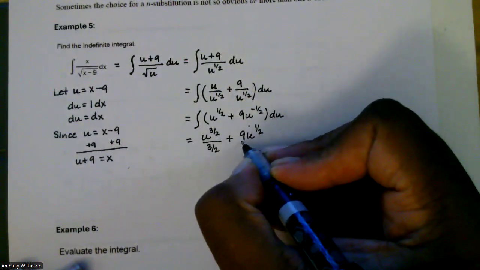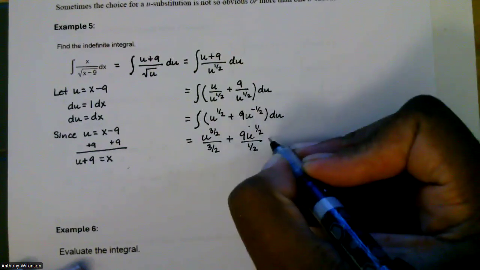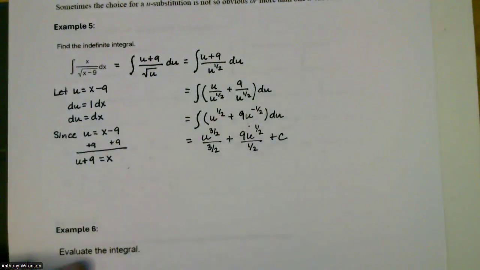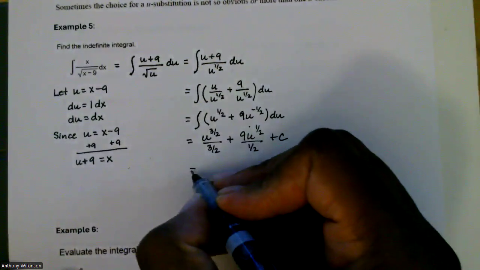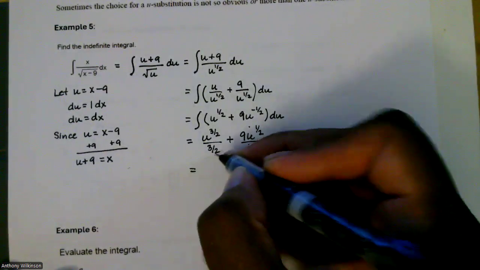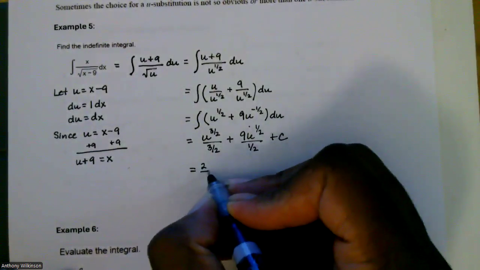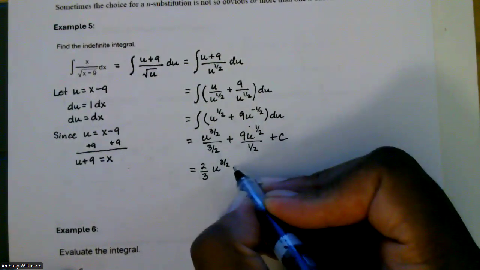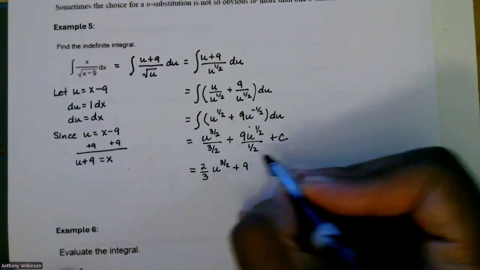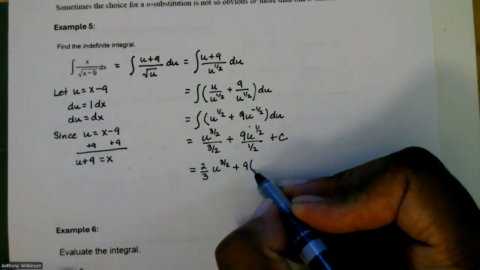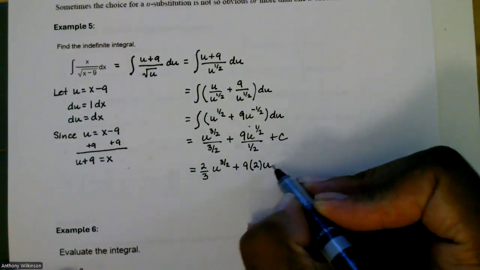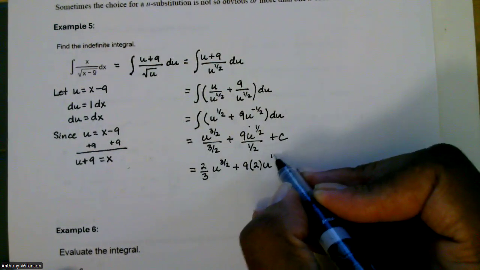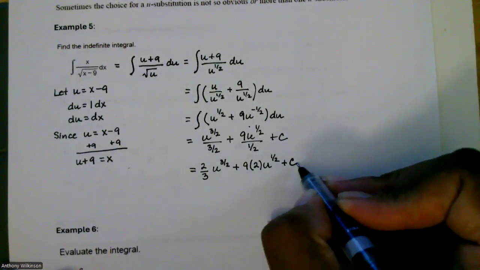So it'd be 9u to the 1/2 divided by 1/2, and then plus c. Okay. Now, here the reciprocal of 3/2, that's 2/3. So that'll be 2/3 u to the 3/2 plus 9 times the reciprocal of 1/2, which would be 2. So it'll be 9 times 2 times u to the 1/2 plus c.